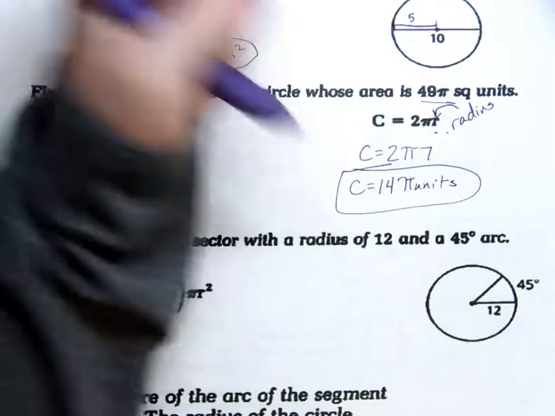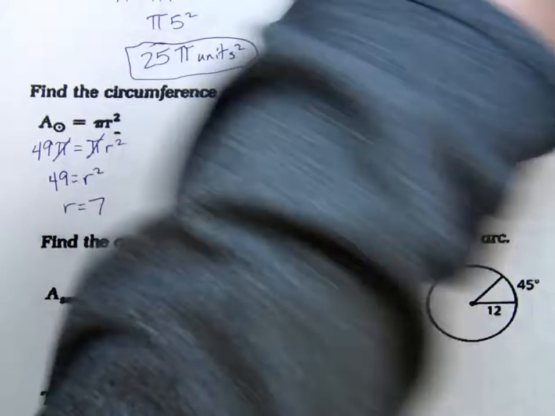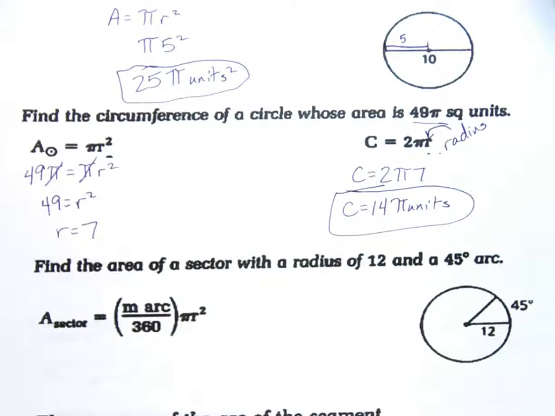units. They are not squared, because what in the world is circumference? It's just like the perimeter. It's the circle around. So just think of it as the perimeter. Perimeter is not squared, and neither is circumference. So 14 pi units. All right, we're halfway done with that. Let's move on.